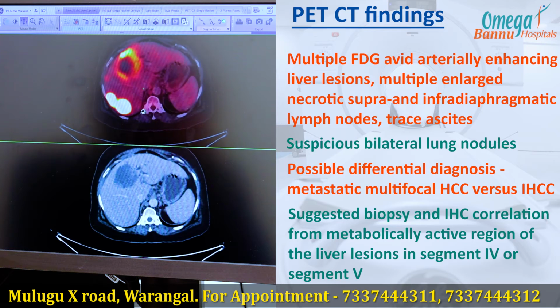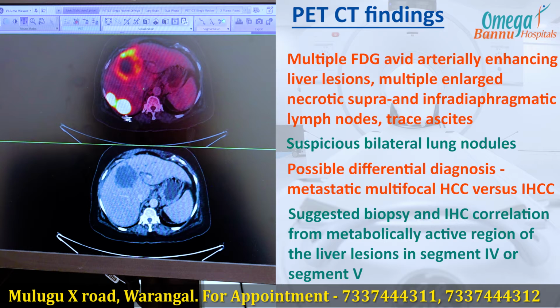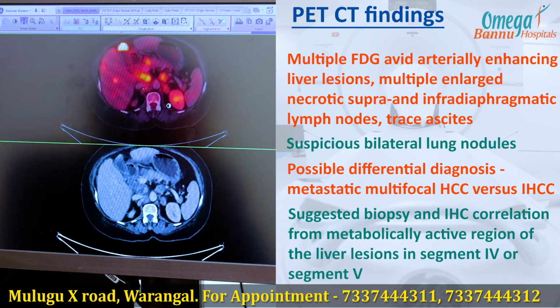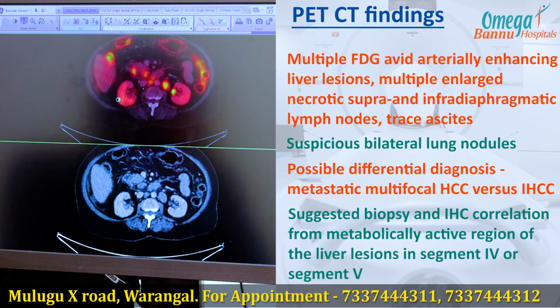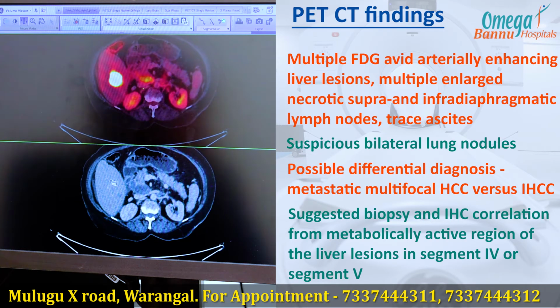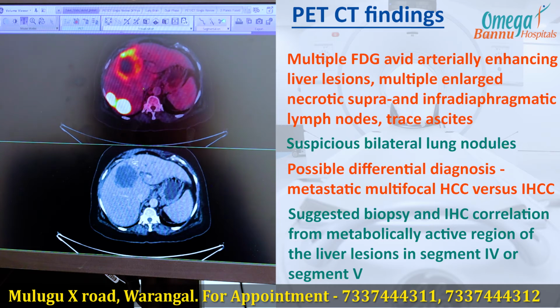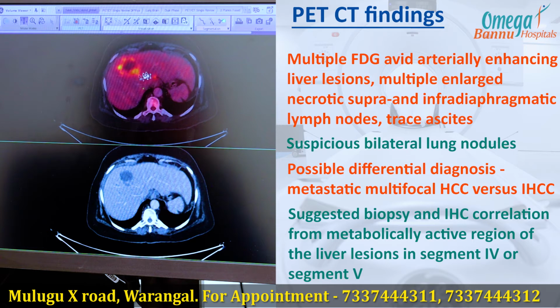So coming to the most important point, there is this intense FDG uptake in the liver on the fused PET-CT images, but the corresponding CT images do not show any lesion in this area. Similarly, we also find intense FDG uptake in segment 5 of the liver over here, but there is no definitive lesion in this region except a few ill-defined lesions. And there is this large, centrally necrotic lesion with peripheral FDG uptake.